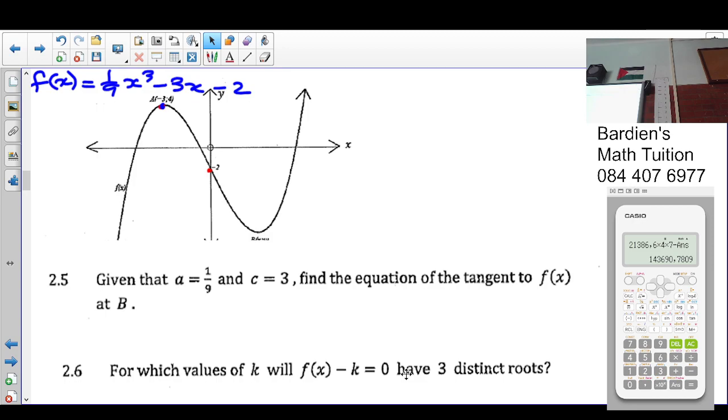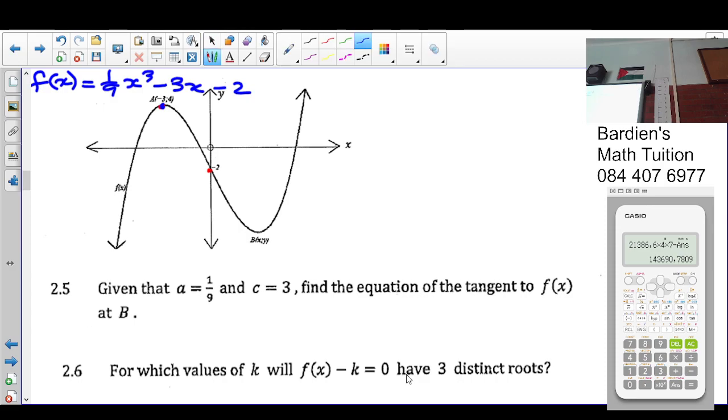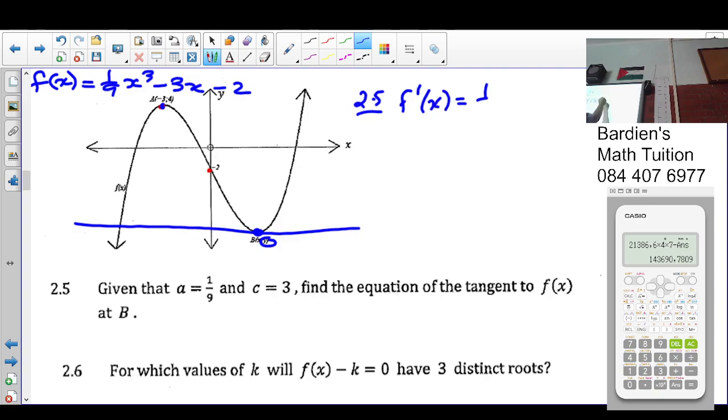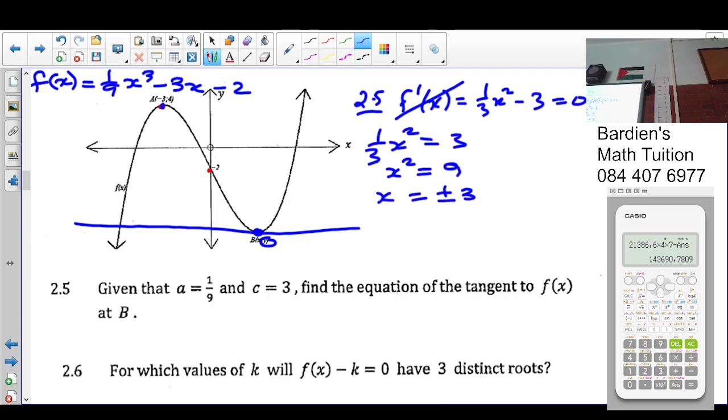Find the equation of the tangent at B. People, the equation of the tangent at B will basically be a horizontal line parallel to the x-axis. So whatever this y value is here, that is my equation of that line. So what we do is we say, okay, 2.5, we apply the derivative. So f prime of x is equal to a third x squared minus 3. Then I say that is equal to 0. I drop that, so a third x squared is equal to 3. Divide both sides by a third, I get 9. We take the square root of that, I get plus minus 3.